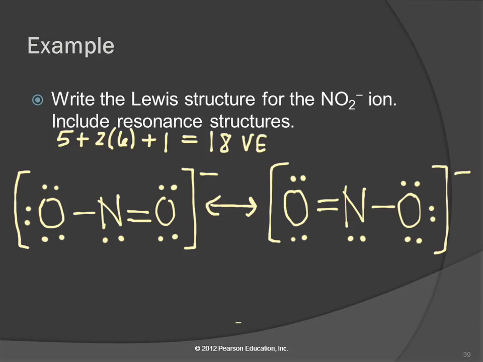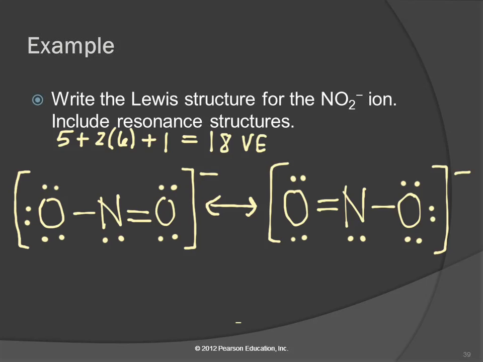Any questions? Yes? So resonance structure is just the line in the middle with the 2 arrows? Resonance structures are 2 structures that are essentially the same, but they're just the double bond, or sometimes there's a triple bond, is given to a different atom of the same element. And we indicate that with the double-headed arrow in between.